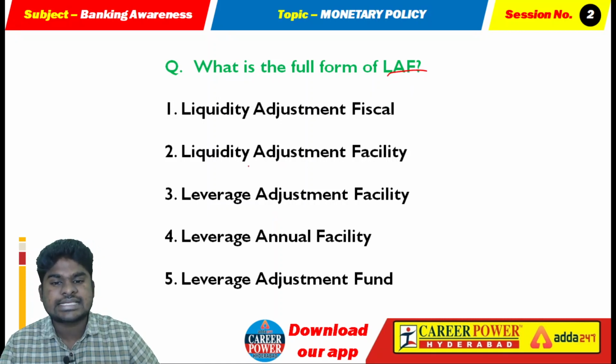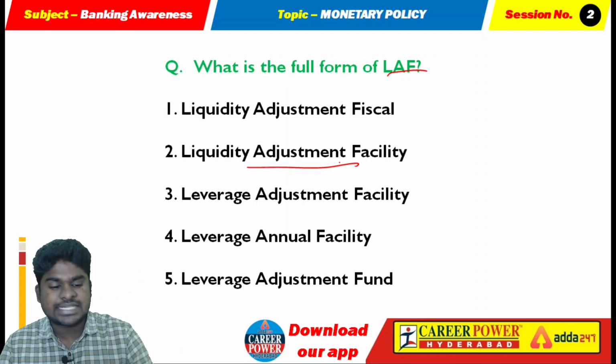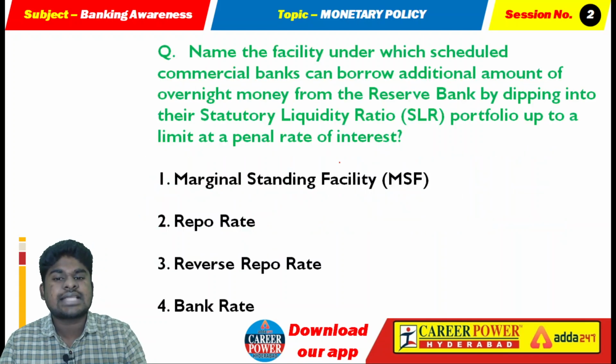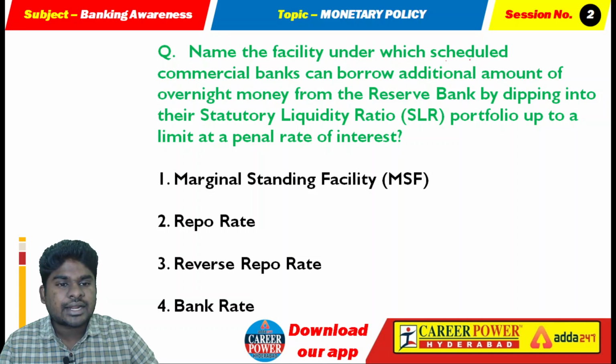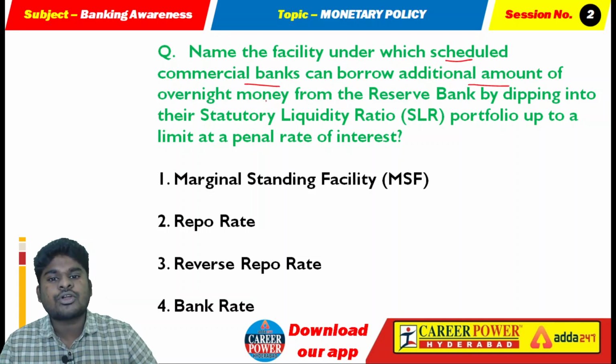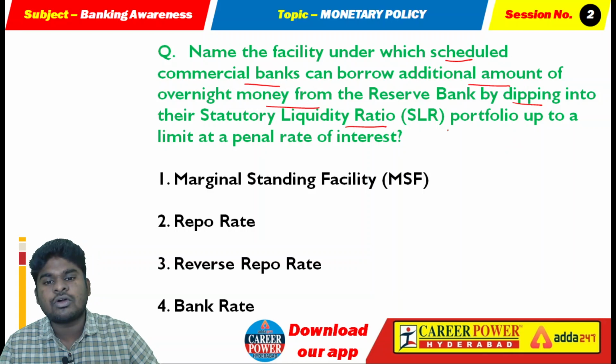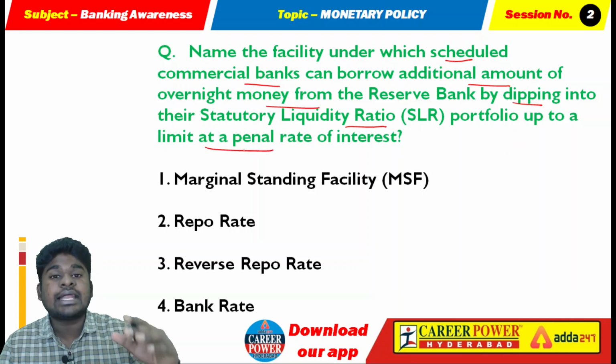We already discussed liquidity adjustment facility. Liquidity adjustment facility is the full form of LAF. So we already discussed what is LAF. Okay. So see the question carefully. Name the facility under which scheduled commercial banks can borrow additional amount of overnight money from RBI by dipping into their statutory liquidity ratio portfolio up to a limit at a penalty rate of interest.